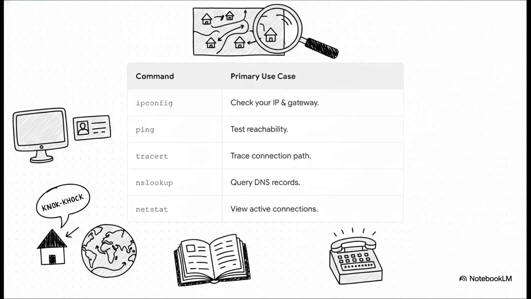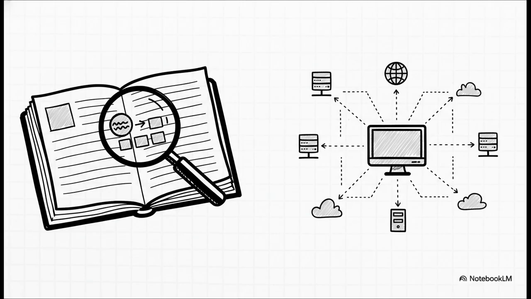Here it is, your big takeaway, the detective's cheat sheet. So, ipconfig is for checking your ID, ping is to see if anyone's home, tracert is to follow the map. And we're adding 2 more to the kit, nslookup for checking the internet's phone book, and netstat, which shows you all the calls being made. This is a great thing to keep handy. Let's just touch on those last 2 real quick.